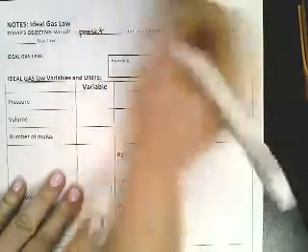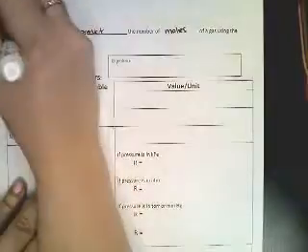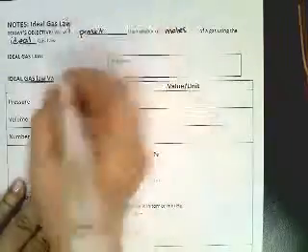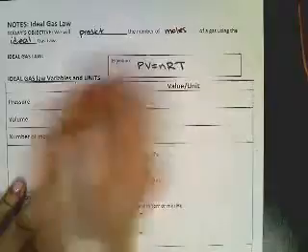Today's notes are over the ideal gas law. Our objective: we will predict, determine, or find the number of moles of a gas using the ideal gas law. The equation is PV equals nRT.